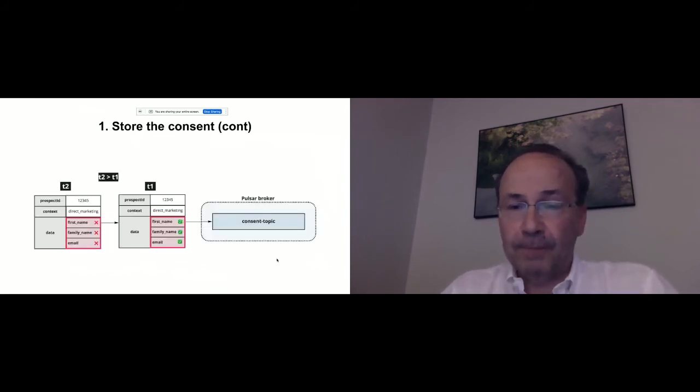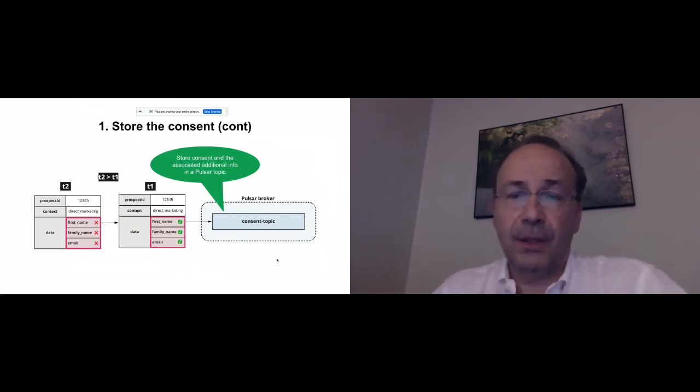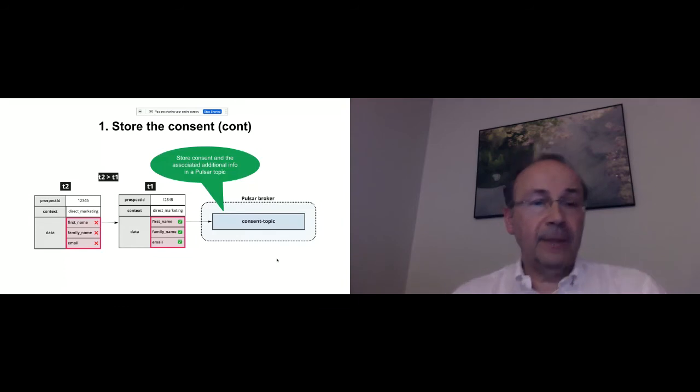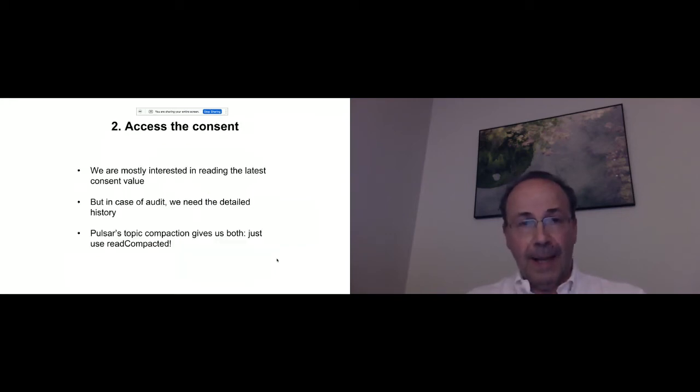How do we store them? Well, let's store the consent and the associated additional info in a Pulsar topic. So at time T1, we store some consent, and at time T2, later than T1, our user says, no, you don't have consent anymore. So all this is gathered in an immutable log of the consent, and we have the history for free. Access the consent.